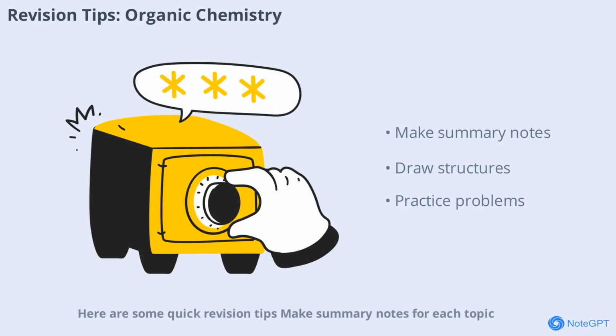Here are some quick revision tips. Make summary notes for each topic, practice drawing structures, and solve as many problems as you can. Focus on understanding concepts rather than rote memorization. Use flashcards for functional groups and reaction mechanisms. Regular revision and practice are the keys to mastering organic chemistry.